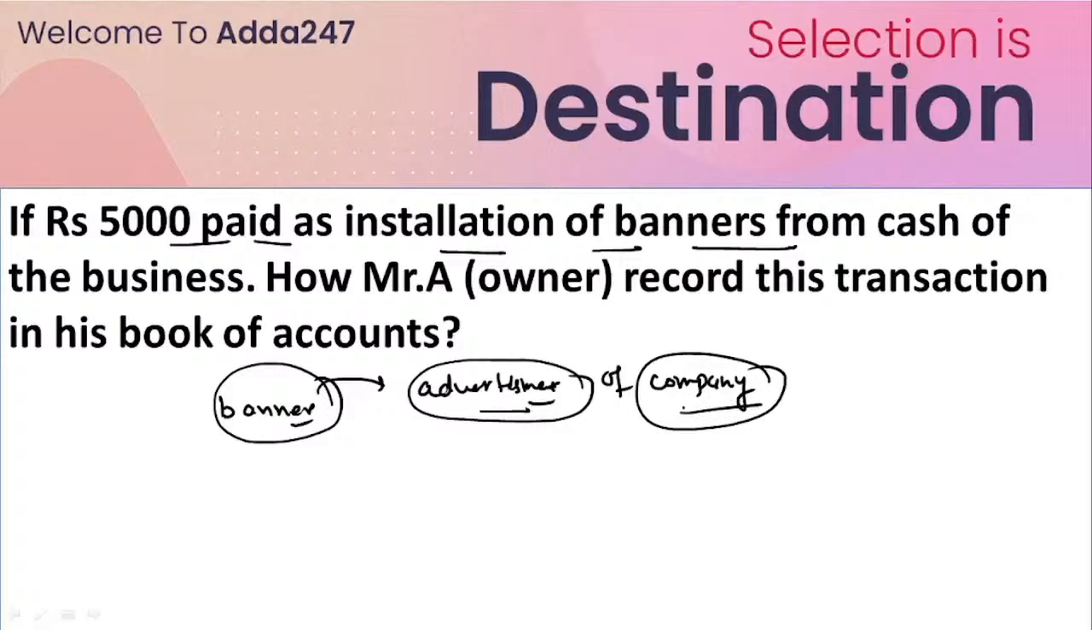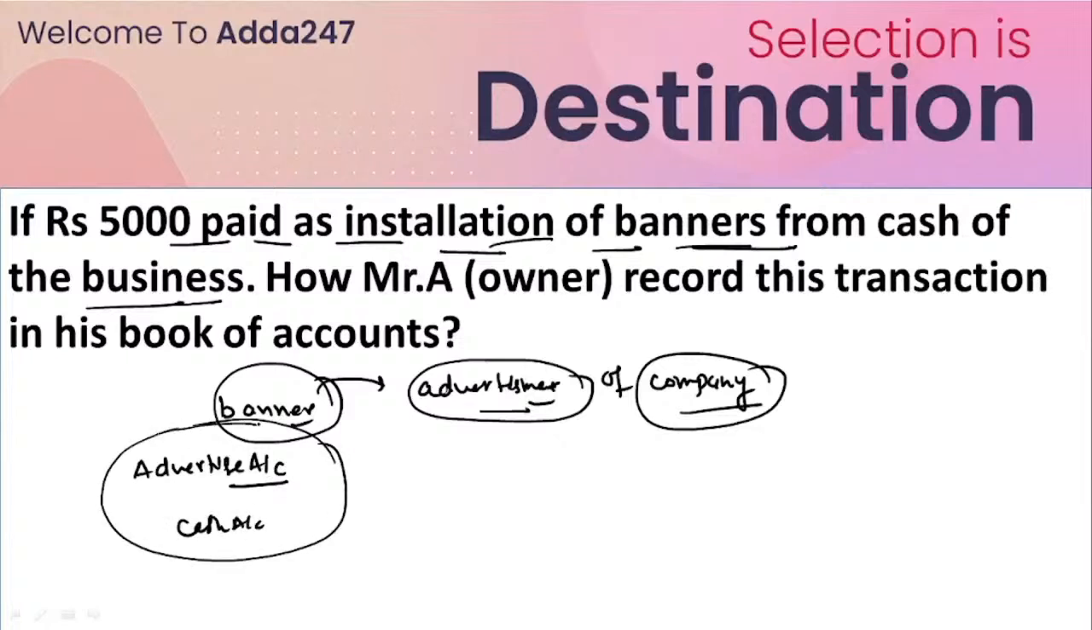Okay. So whenever we say that 5,000 was paid for installation of the banners from cash of the business, if we have to recognize what possible accounts can be included in this particular transaction, we understand that one account will be the advertisement account. And another one is the cash account.